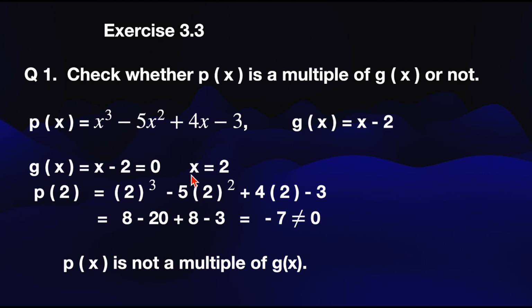So let's do. We'll substitute x is equal to 2 here. We get 2 cube minus 5 into 2 squared plus 4 into 2 minus 3. Simplify it, you get minus 7 as the answer, which is not equal to 0. Therefore, p(x) is not a multiple of g(x).